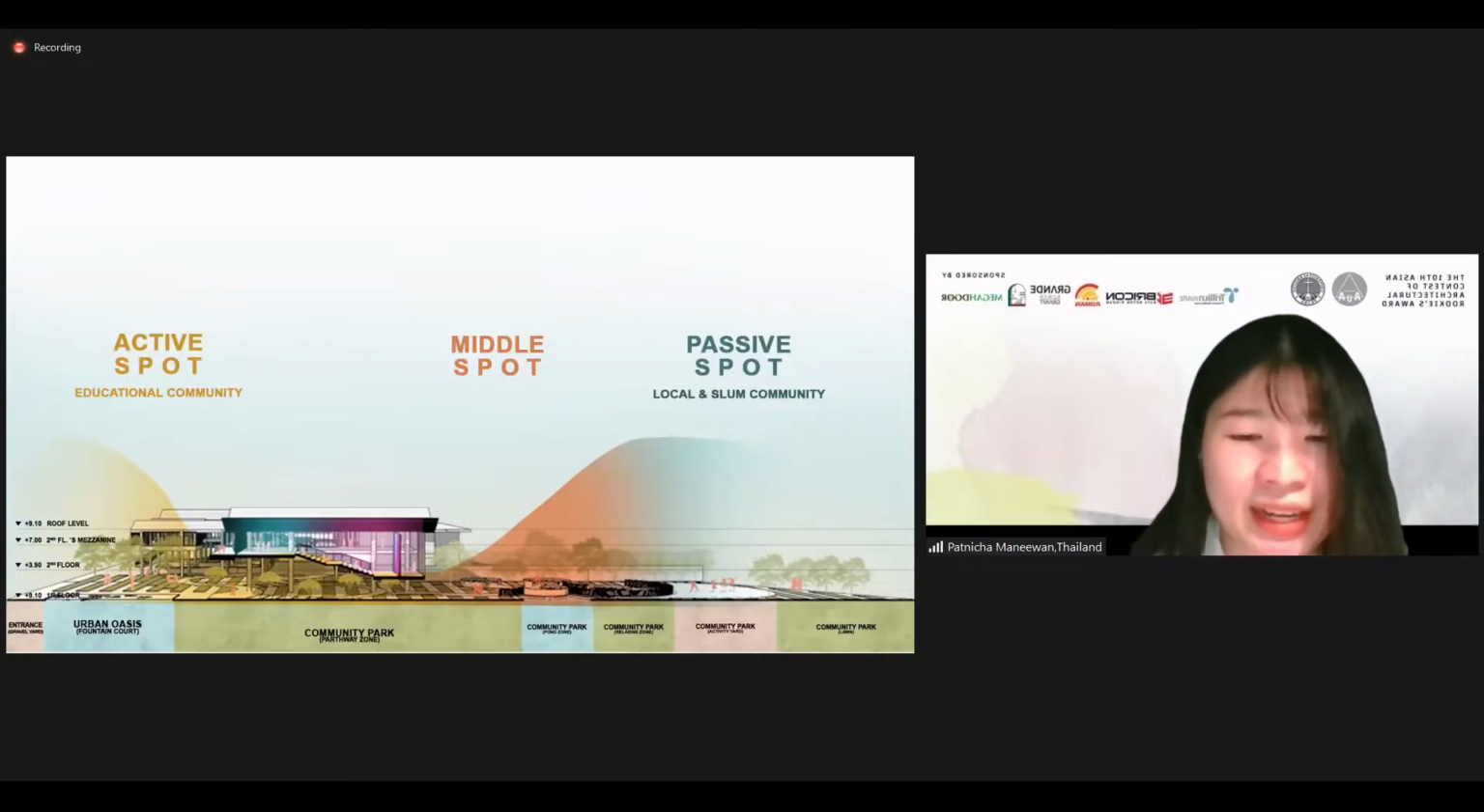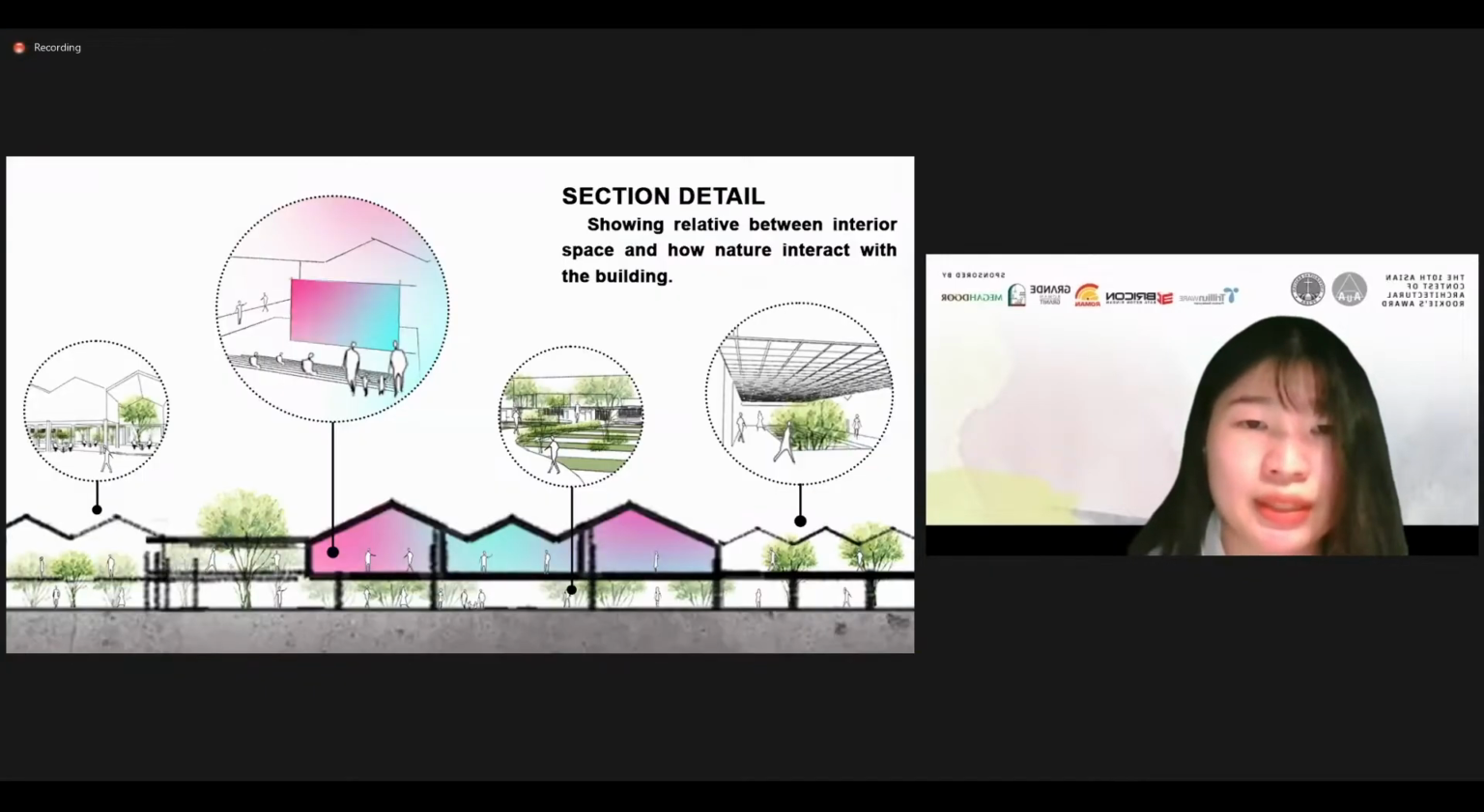The auditorium side is a transition space that creates a shock space while walking through. The section diagram shows how nature, the flow of the space, and people merge together in this project.